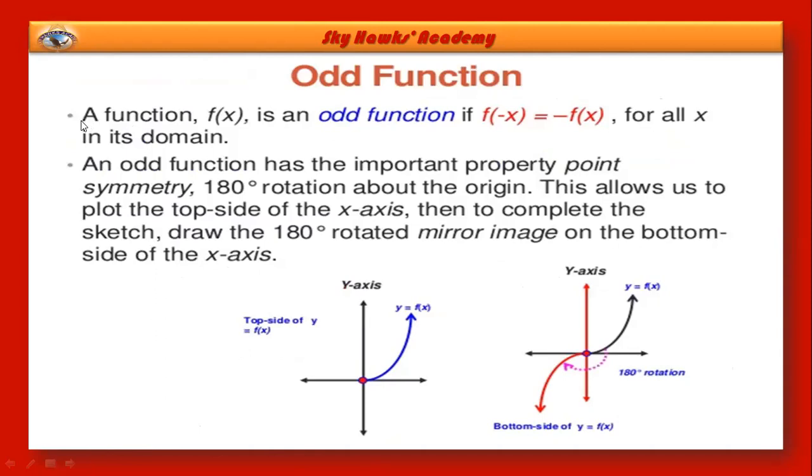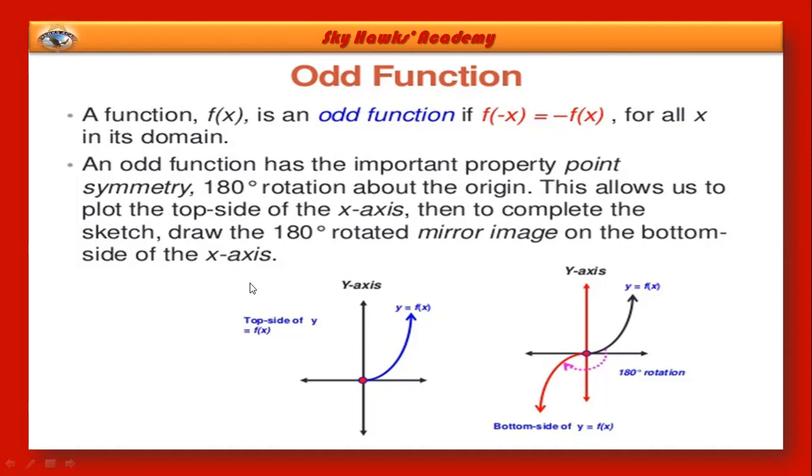Please read this one from here. A function f of x is an odd function if f of negative x is equal to negative f of x for all x in its domain. An odd function has the important property of point symmetry, a 180-degree rotation about the origin. This allows us to plot the top side of the x-axis, then to complete the sketch, draw a 180 rotated mirror image on the bottom side of the x-axis.